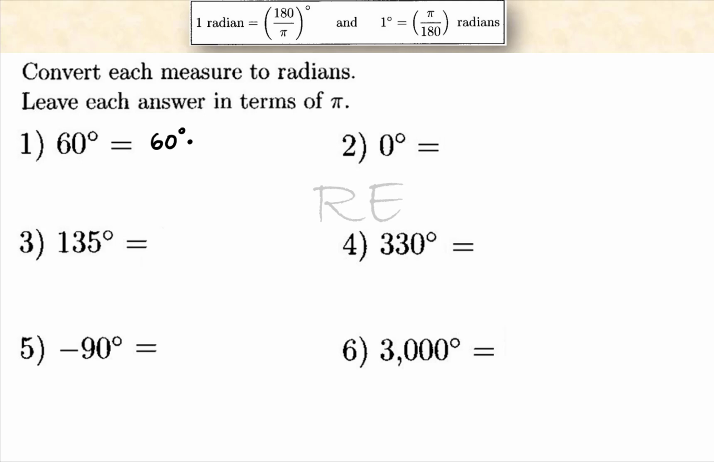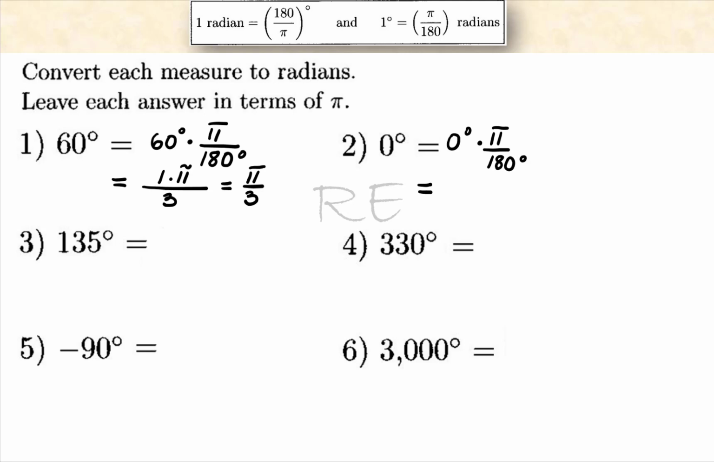Now, for 60 degrees, to convert to radians, it's going to be 60 multiplied by pi over 180 radians. 60 goes into itself once, into 180 three times. So it's equal to pi over 3 radians when we cross cancel. 0 degrees times pi over 180 degrees: 0 degrees is equal to 0 radians.